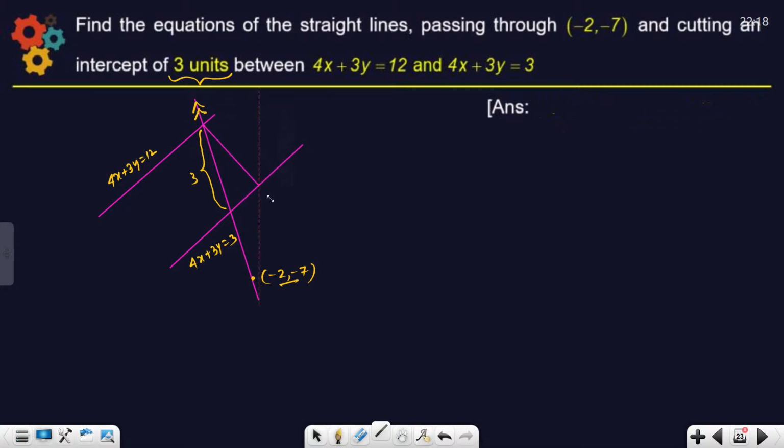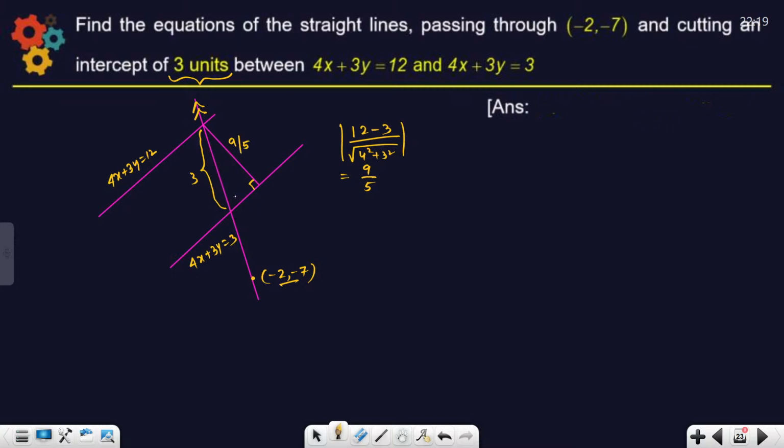Is it clear? Okay, this is the perpendicular line I have drawn. Now, can you please tell me what is this perpendicular length? This perpendicular distance between these two parallel lines is basically (12 minus 3) divided by root over 4 square plus 3 square. What is that? 9 over 5. So this length is 9 over 5.